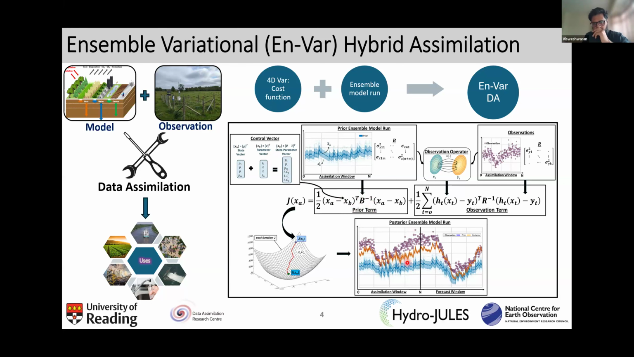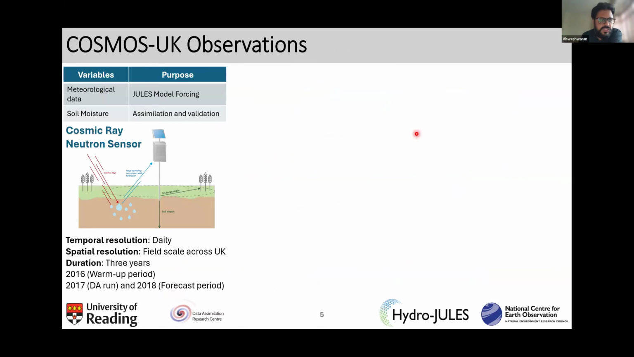In this study, we have used COSMOS-UK observation sites, which provide meteorological data used for the JULES model forcings, and soil moisture, which is used for assimilation and validation. It estimates the soil moisture using a cosmic ray neutron sensor. Incoming cosmic rays interact with water molecules in the soil, get absorbed, and those that get reflected back are detected by the CRNS sensor. If there are more water molecules in the soil, if it is almost saturated, then most of the cosmic rays get absorbed and very few get reflected.